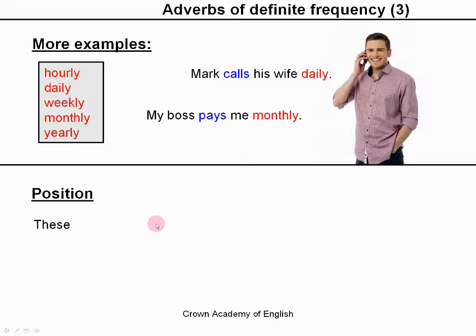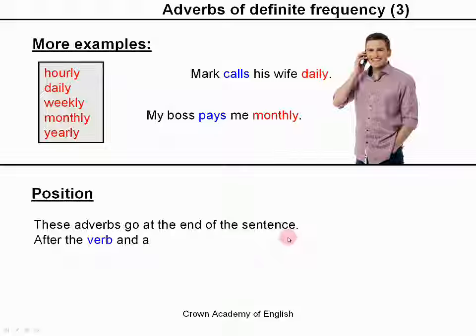So the position: these adverbs go at the end of the sentence. So after the verb and after the object, if there is an object. Both of these verbs have an object, his wife. So daily is after the object. And here the object is me. My boss is paying me, and so the adverb goes after the object.